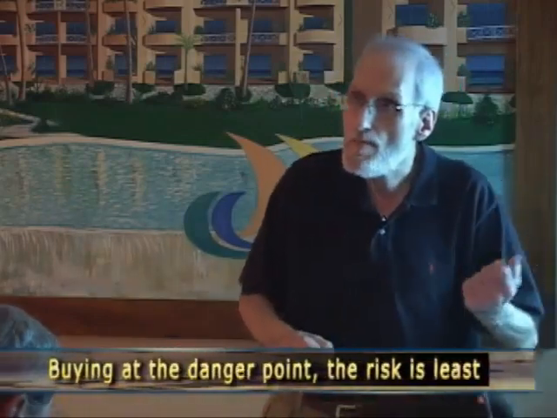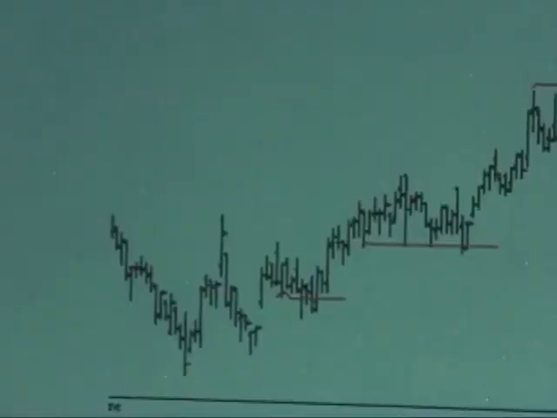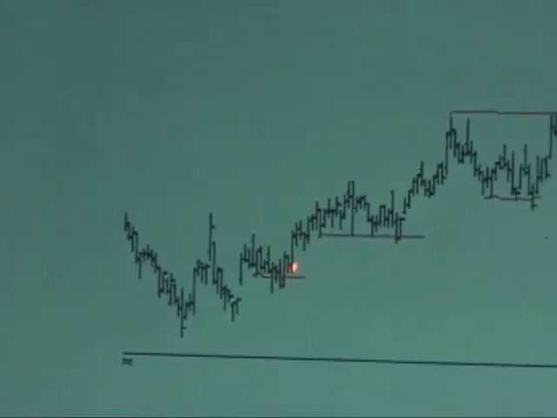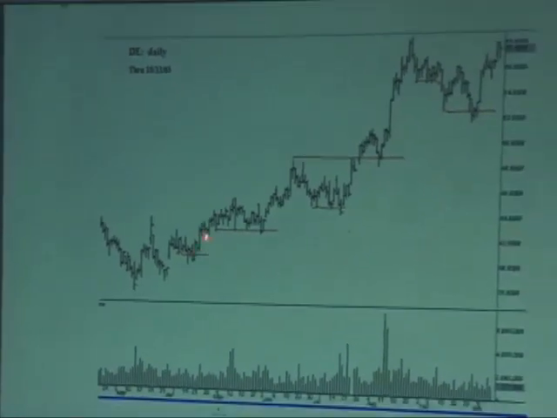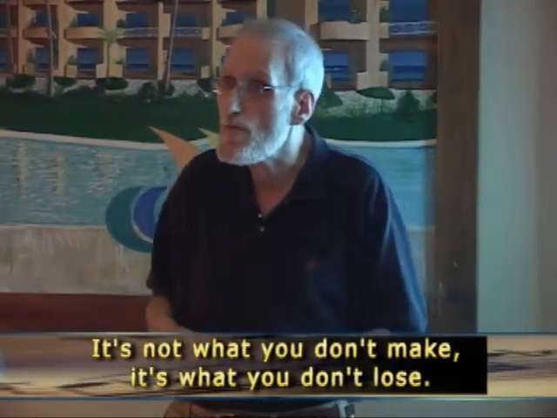So remember, I'm buying at the danger point where the risk is least. It's much more risky to buy the breakout because then I've got to put my stop this far away, from here to here. I don't know how many points that is. Whereas if I'm buying here, I'm just protecting right underneath there. Remember, it's not what you don't make, it's what you don't lose.